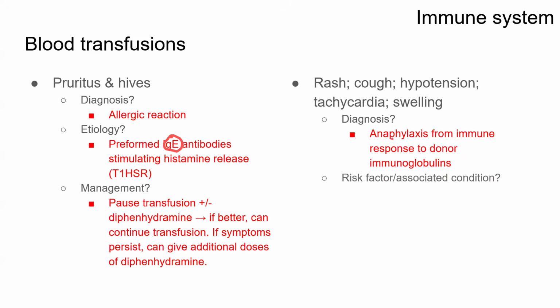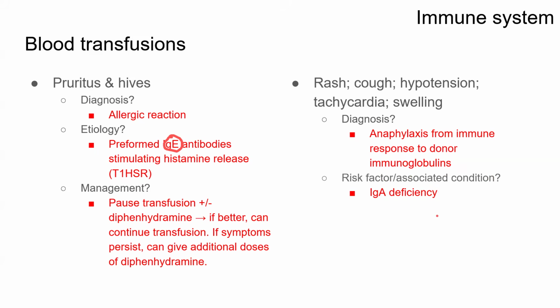The risk factor, or the common associated comorbidity or pre-existing condition, that's associated with this type of anaphylaxis to blood transfusions is IgA deficiency. This is a common thing that they'll ask you about, an association between IgA deficiency and anaphylaxis from blood transfusions.